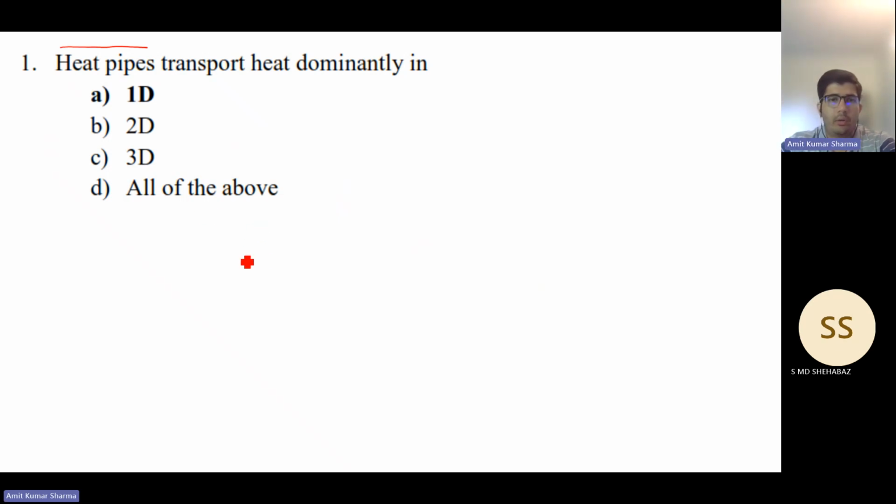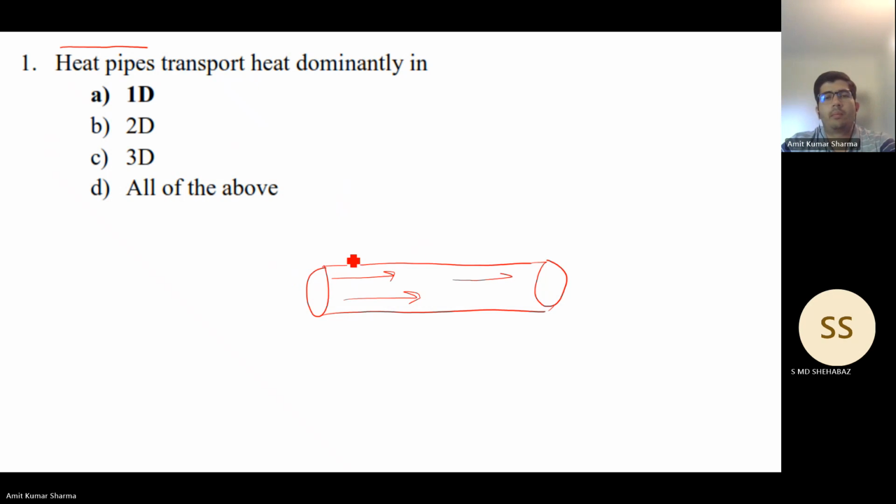For your hint, maybe I can draw a simple heat pipe. So try to recall the structure. So in a heat pipe, one side there is a hot end. Other side there is a cold end. And there is a heat transfer from hot end to cold end.